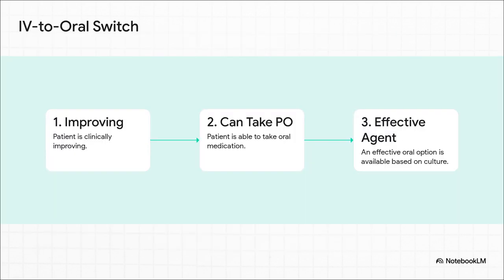Part of refining therapy also means transitioning from IV to oral antibiotics when it's safe. The criteria here are very straightforward. 1, the patient is clinically improving. 2, they can tolerate taking medication by mouth. And 3, an effective oral option is available based on those susceptibility results. Making this switch is great because it reduces catheter-related risks and can help get your patient home sooner and safer.